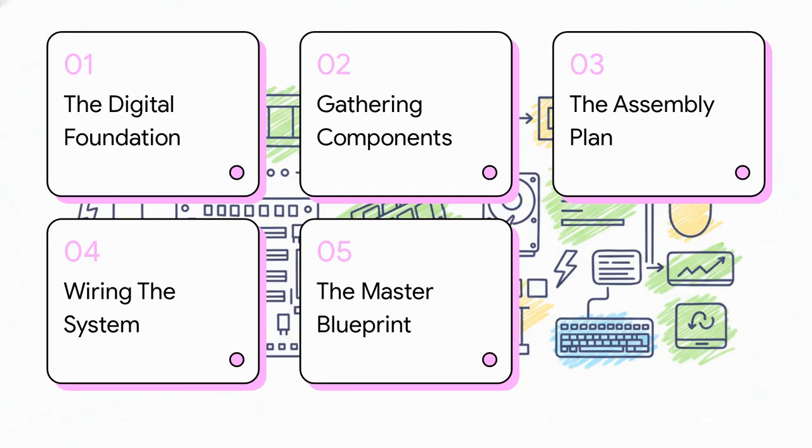So, here's our game plan. First, we'll lay down the digital foundation. Then, we'll gather up all our components. After that, we'll map out the assembly plan, figure out how to wire the whole system up, and finally, we'll look at the master blueprint that makes it all work.